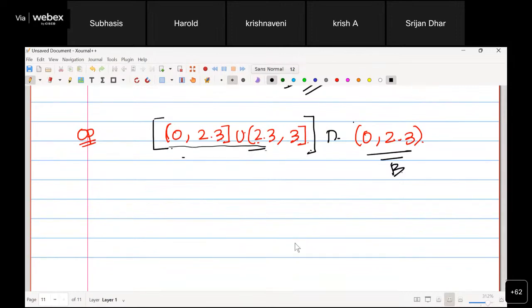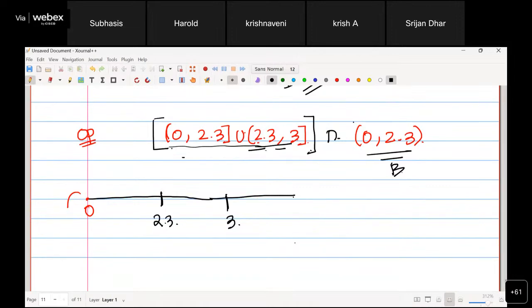So basically, you have a number line. This is your 0, and 0 is not included, because you have an open bracket. Then you are going to 2.3. And again you are going to, so this set is basically 2.3 to 3, right?